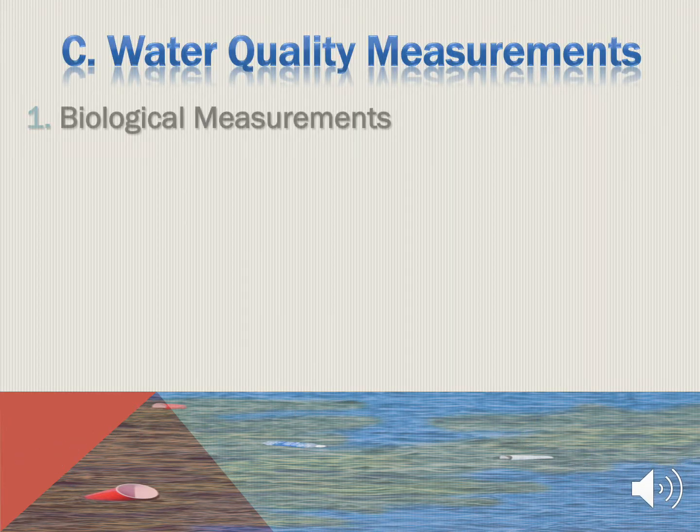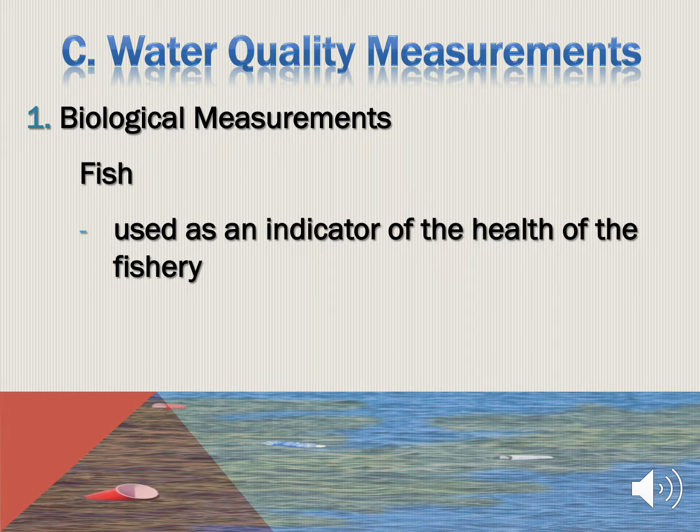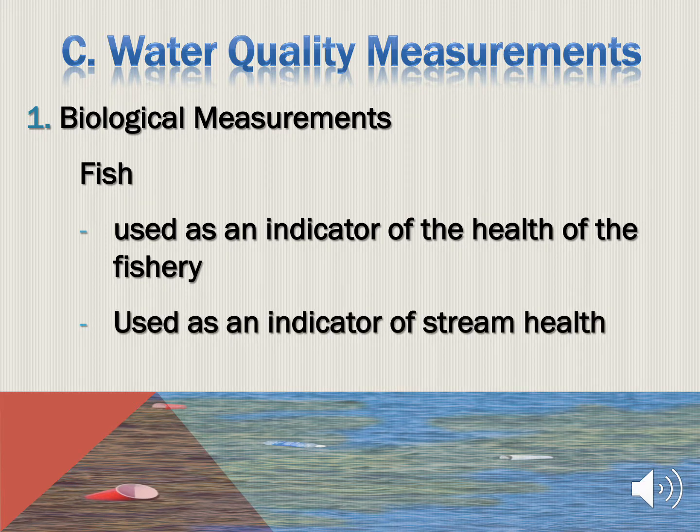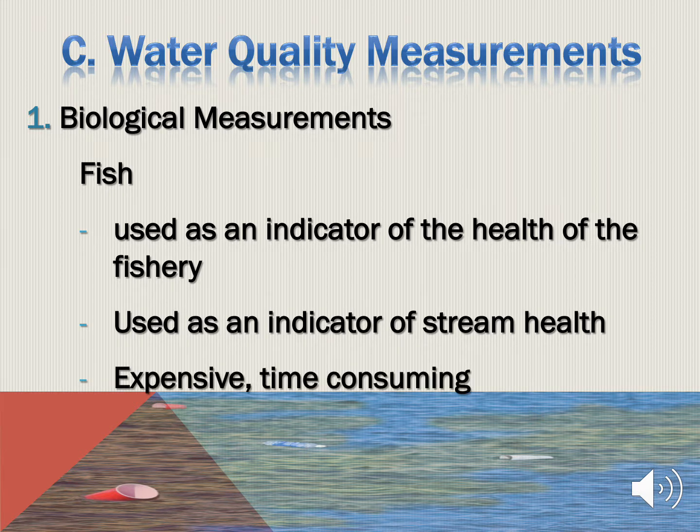And the fourth biological measurement indicator would be the fish themselves in a stream. They're used as an indicator of the health of the fishery. This can be translated into an indicator of stream health. Even though fish surveys are useful, they're pretty expensive, they're pretty time-consuming, and fish migrate in a stream.